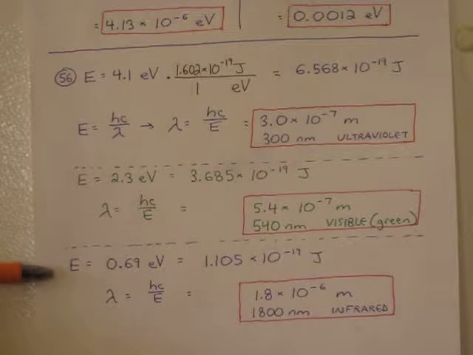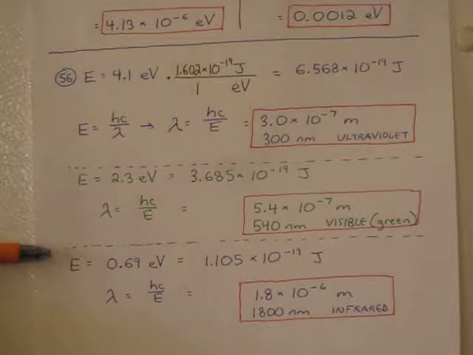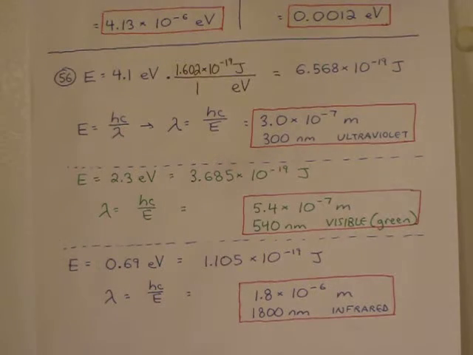Part C, lower energy, 0.69 electron volts. There we get 1.1 times 10 to the negative 19 joules. Plug it into this formula for lambda, and you get 1.8 times 10 to the negative 6 meters, or 1800 nanometers, and that is infrared.